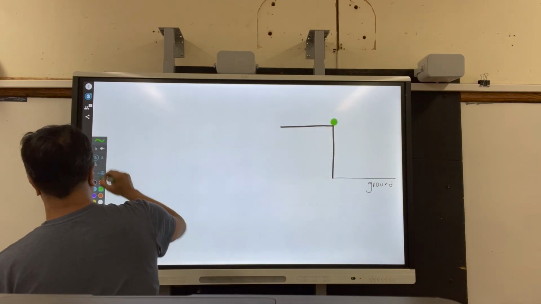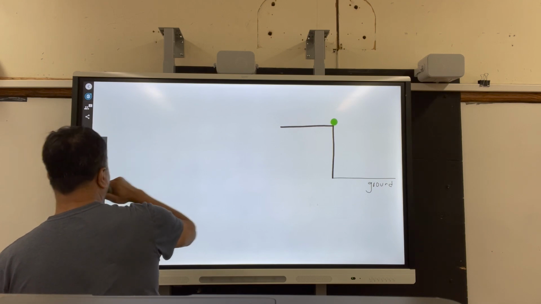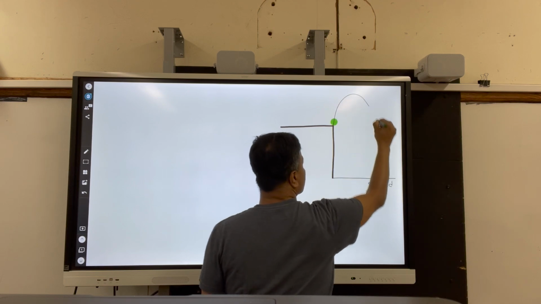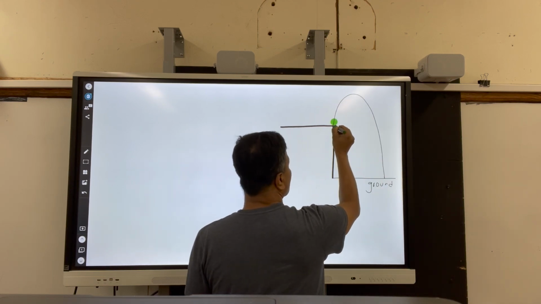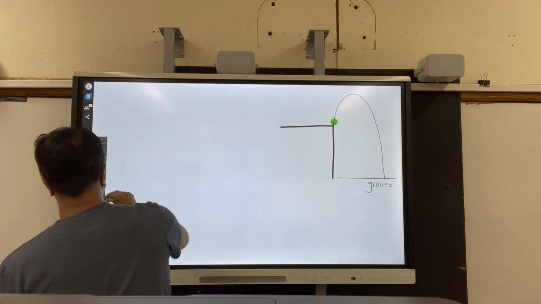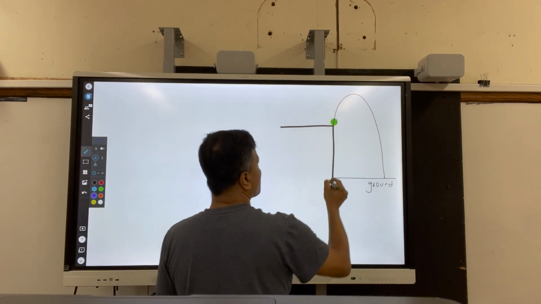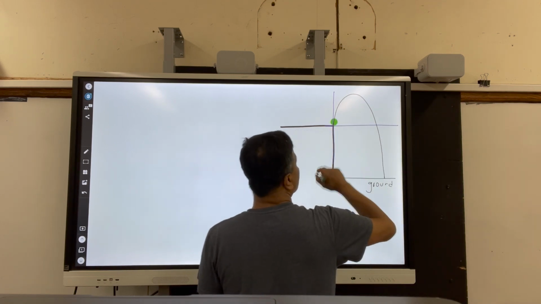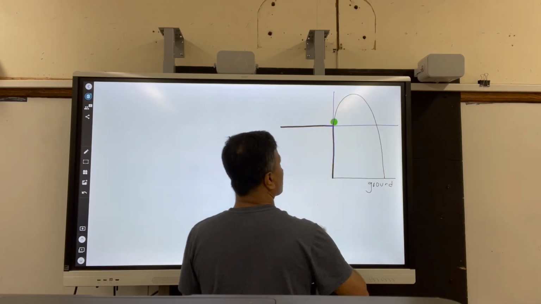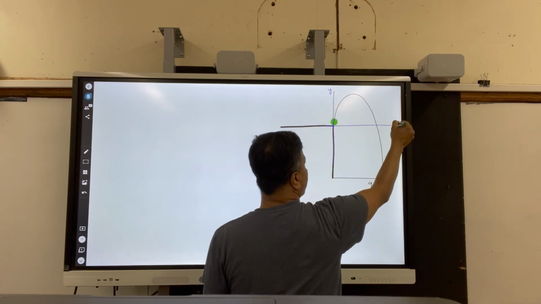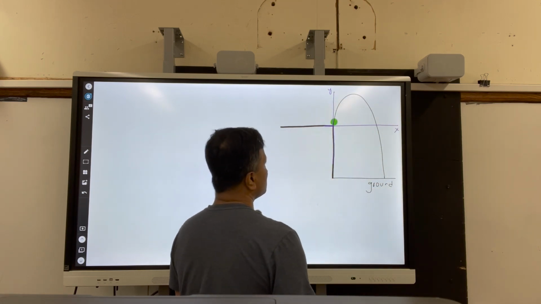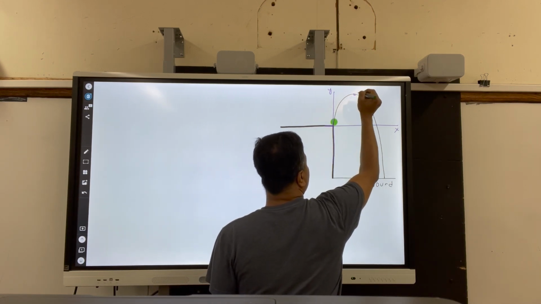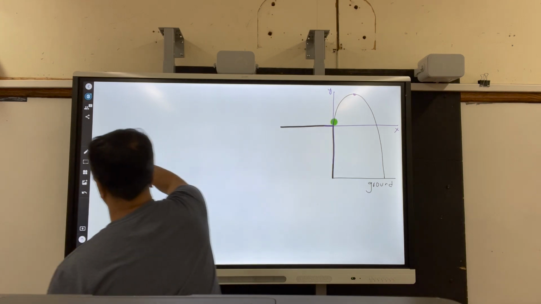If you do throw a ball, it creates a parabola, because projectile motion is a parabola. This is the path of the ball. Hopefully this looks like a parabola. Now if I put an x and y axis, hopefully that will convince you that this looks like a parabola. So this is your y axis, this is your x axis. All right. Okay, good.